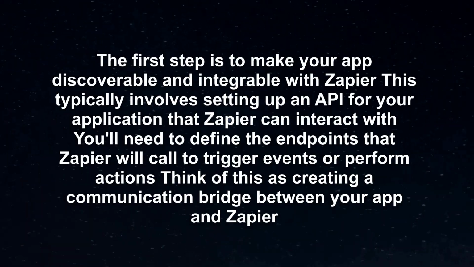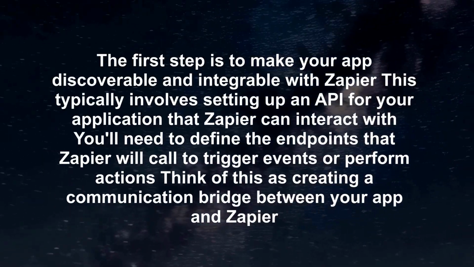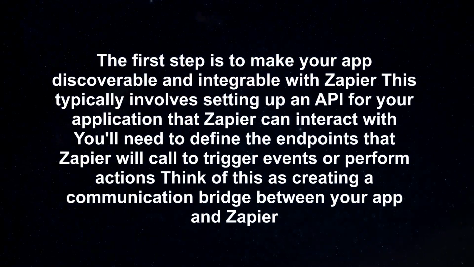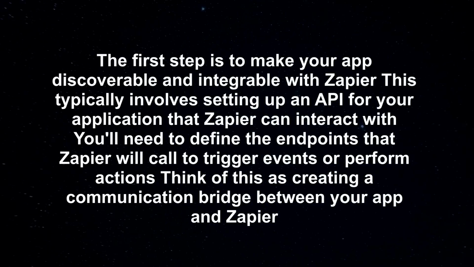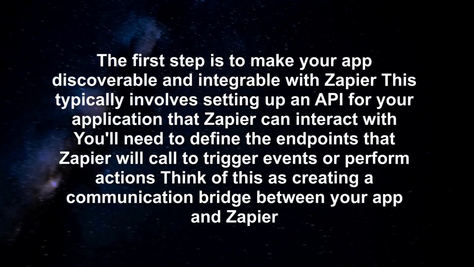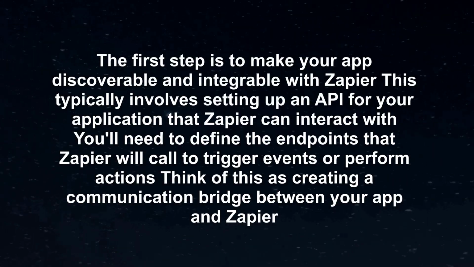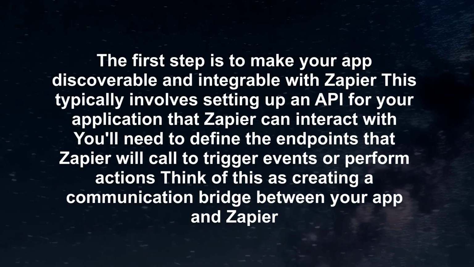The first step is to make your app discoverable and integrable with Zapier. This typically involves setting up an API for your application that Zapier can interact with. You'll need to define the endpoints that Zapier will call to trigger events or perform actions. Think of this as creating a communication bridge between your app and Zapier.